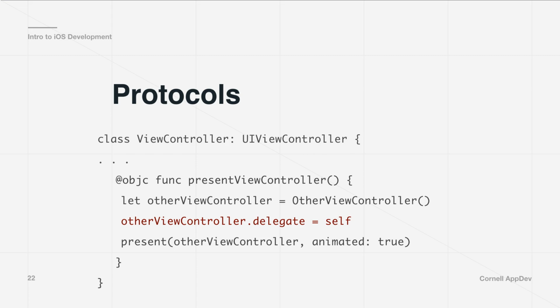Okay, so let's say that we have one view controller, and then we have another view controller, but inside the other view controller, when something happens, we want our original view controller to do something. So we want to delegate our other view controller to our current view controller. And we will do that by setting this property delegate to self. Can someone tell me what I'm doing there? Why did I do self? Set it equal to self.